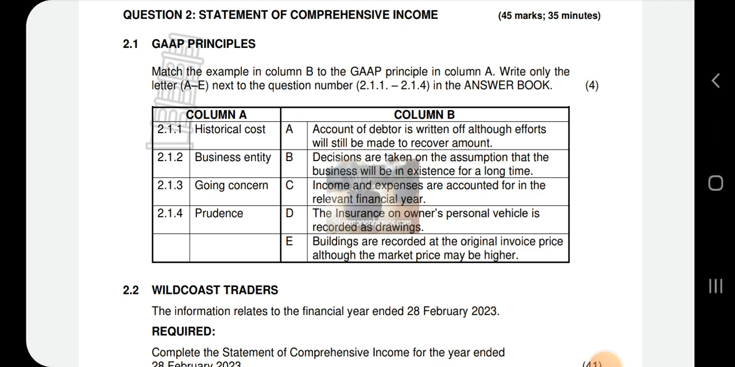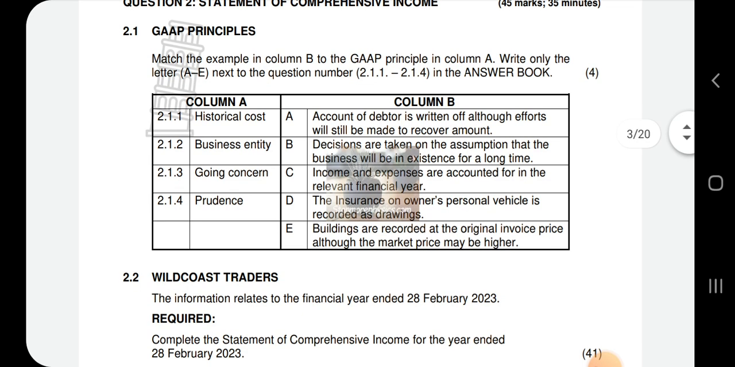Let's see. An account of a debtor is written off, although efforts would... no, it's not that. Decisions are taken on the assumption that the business will be in existence for a long term. That is going concern. So we take decisions based on an assumption that this business will continue to operate in the future. And when we have things like insurance, that's also what makes us know that the owners are serious about this business and want to continue. And then we're going to go to prudence.